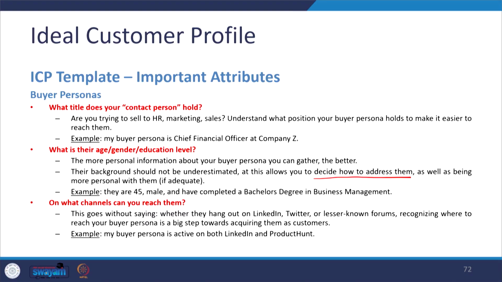And again, ask on what channels you can reach them, right? So identify the channels through which a particular decision maker is available. It goes without saying, whether they hang out on LinkedIn, Twitter, or lesser known forums, recognizing where to reach your buyer persona is a big step towards acquiring them as customers, right? So maybe you can find out that a particular customer is spending more time, or the decision maker at that company is easily approachable, on LinkedIn. Use LinkedIn as a platform to connect with them.